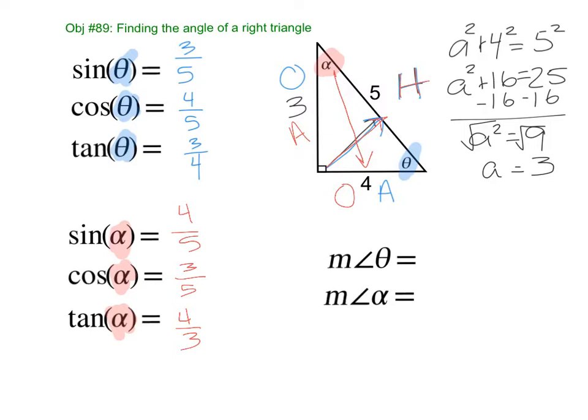So now I'm going to pick one of them. Pick any one you want. I'm going to do sine, in blue. I'm going to solve for theta first. So I have sine of theta equals 3 over 5. So theta equals inverse sine of 3 over 5. And we're just going to put that in our calculator. Inverse sine 3 over 5. And we get 36.9 degrees.